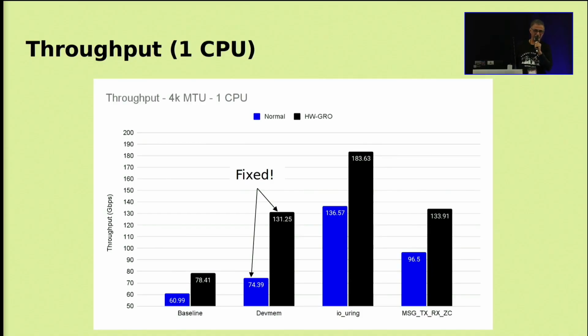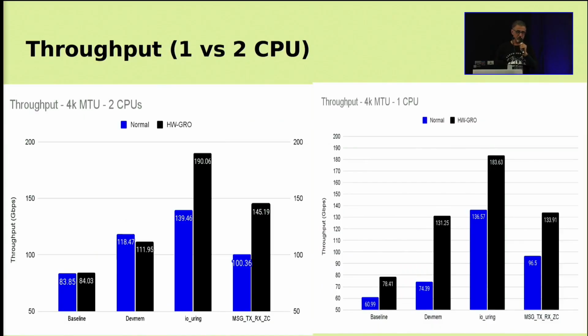Nothing? Okay. So compare the two now, right? On the left-hand side, you have the two CPUs. If you look at devmem, you have 118 when you do not have hardware GRO, and you have 111 when you have hardware GRO. You look on the right, now I put everything on one CPU, which should mean less compute power, basically. And it's doing better for hardware GRO. It went from 111 to 131. That's an increment of 20 gigabits per second, right?